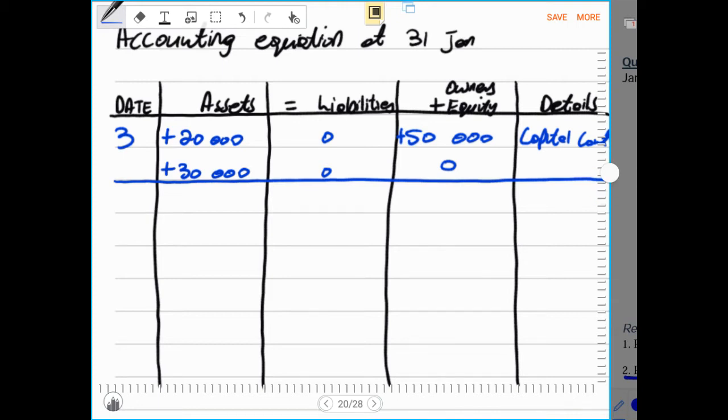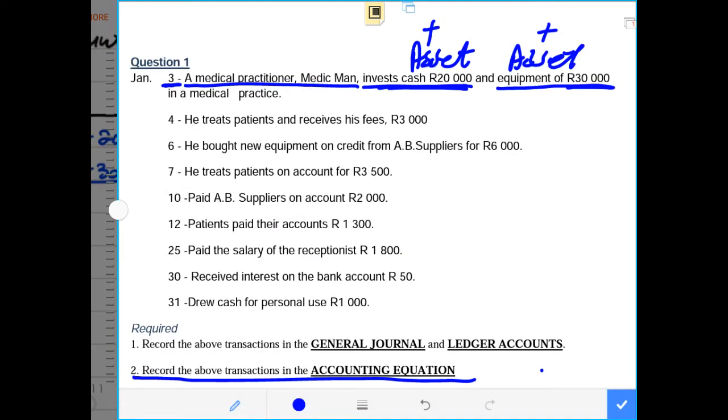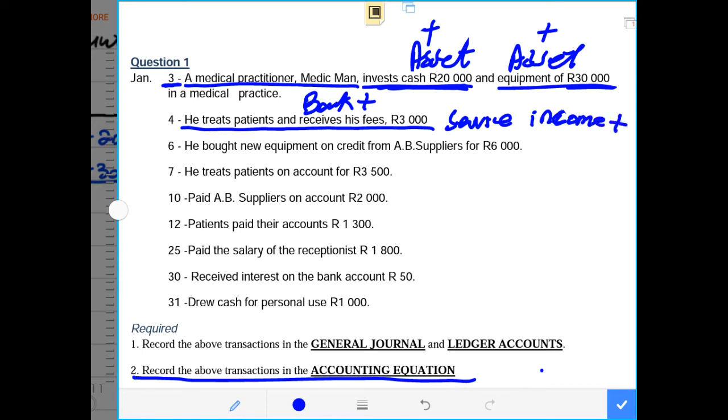So now we go to the next date of this accounting equation. The next date says he treats patients and receive his fee of 3,000 rands. So now he treated a patient and received money. That means if he received money, this is bank, and bank is increasing. And we said this is income because his main income is to treat patients. Service income will also increase, and we know that service income will increase our equity because it is positive under equity.